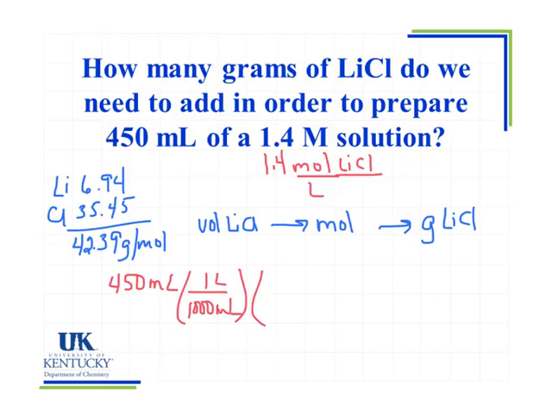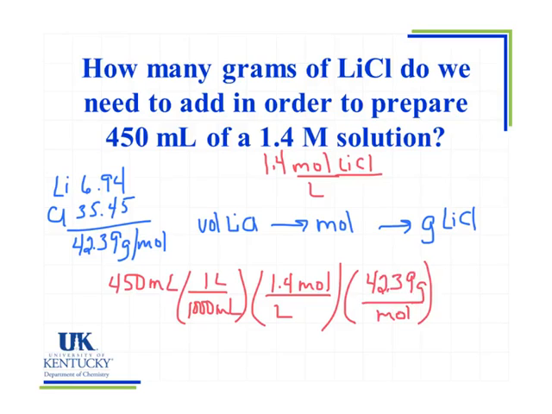Then I'm going to use my molarity to get from my volume to my moles. So 1.4 moles of lithium chloride per liter. Now I have moles on top. I'm going to put moles on the bottom and grams on top here. 42.39 grams per mole, because again I want to make sure my units are canceling out. And that's what I'm actually going to do now, is go back through and see that milliliters cancels with milliliters, liters cancel, moles cancel, and what I'm left with are units of grams. And that's what I'm looking for in the problem.